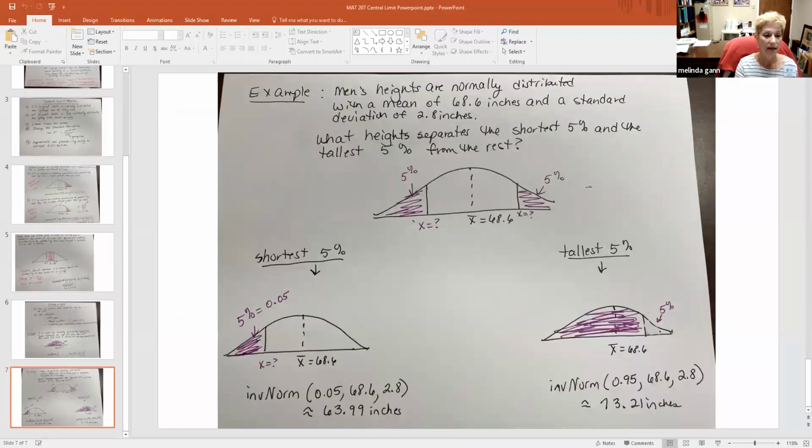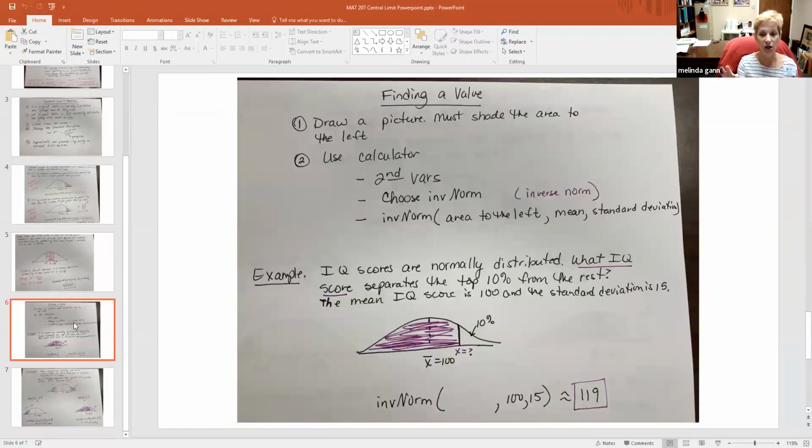All right, next, instead of giving you the value and you giving me the probability, I'm going to reverse it and give you the probability and you're going to give me the value. Now, what do I mean by that? Look what the example says, then we'll go back up here to the steps.